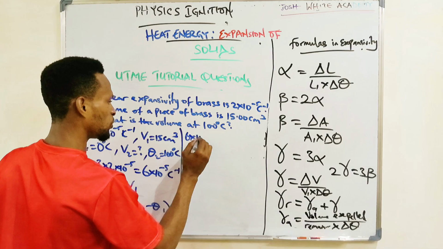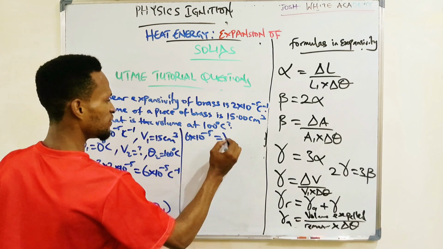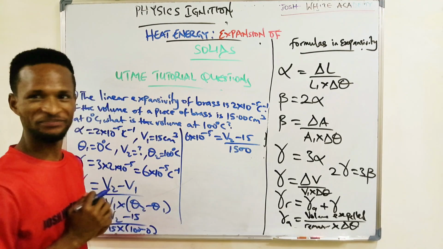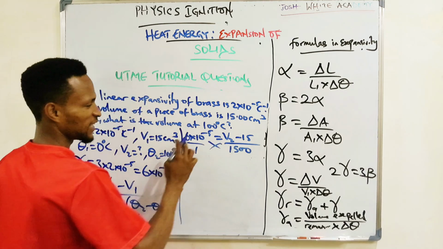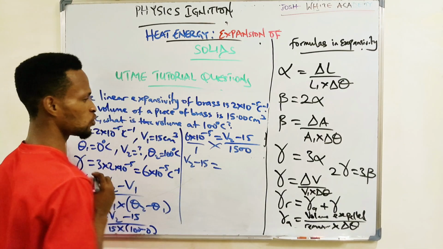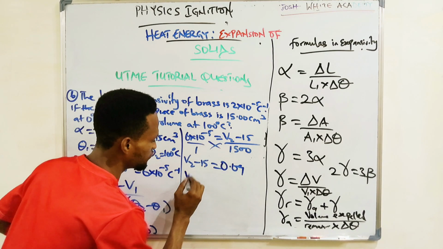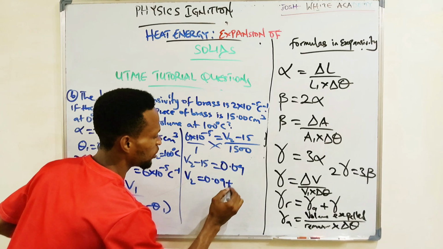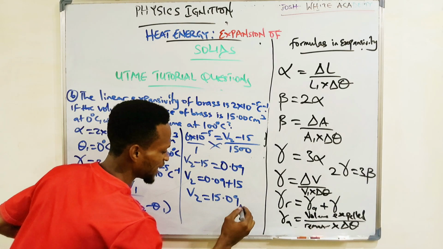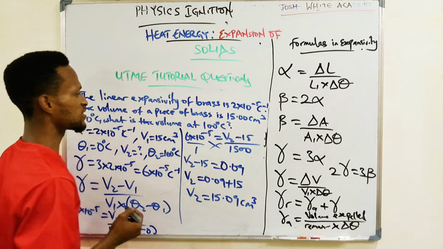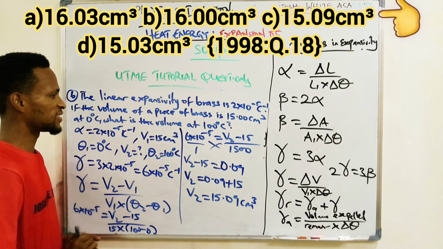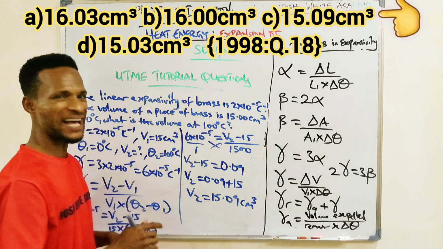That means 6 exponential -5 is equal to V2 minus 15 divided by 1500. So let's cross multiply. This multiplied by this will give us V2 minus 15 is equal to 0.09. We collect like terms: V2 is equal to 0.09 plus 15, which will give us 15.09 centimeter cube. That means our answer is 15.09 centimeter cube.